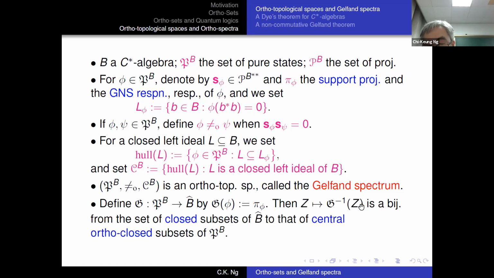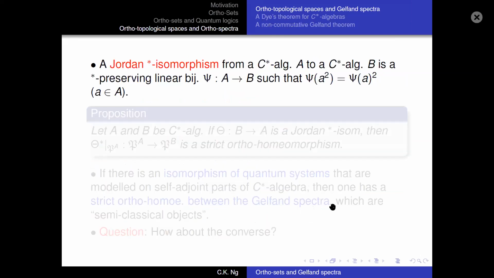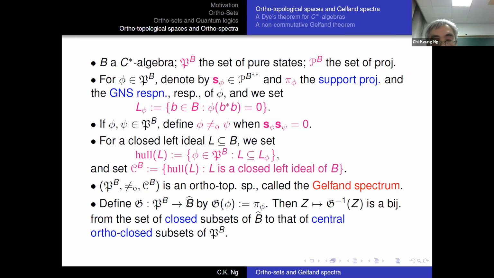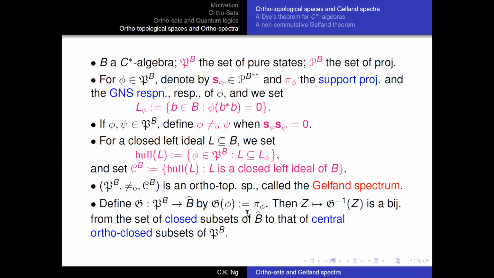And this assignment will be a bijection from the set of closed subsets of the spectrum of B to the central awful closed subsets of PB. Awful closed means that it's of this form, hull of L for some L. So B hat is the space of classes of irreducible representations, yes? Yes, classes. You take unitary equivalence, yes? Yes, of course, okay.